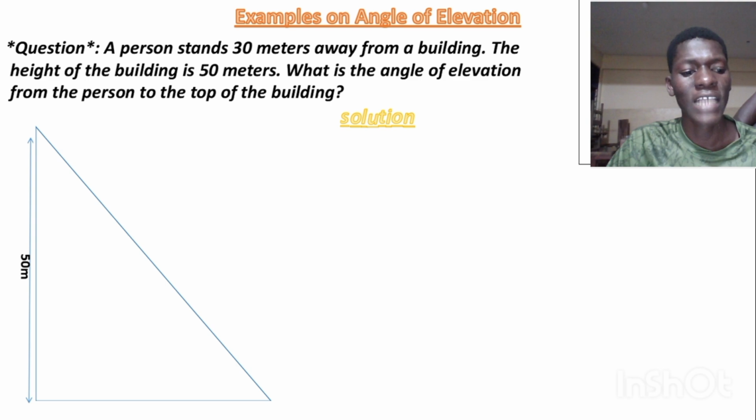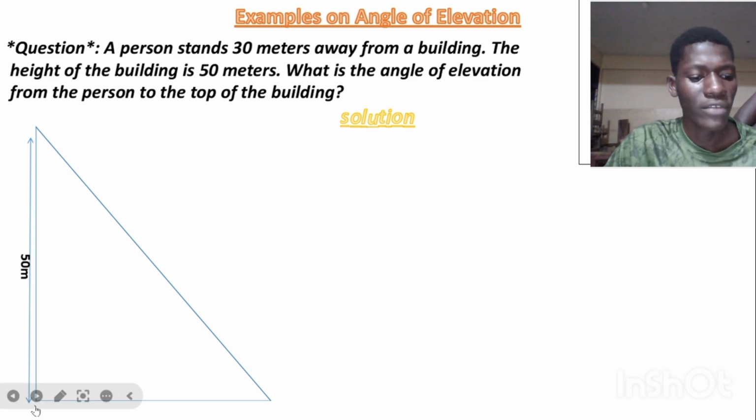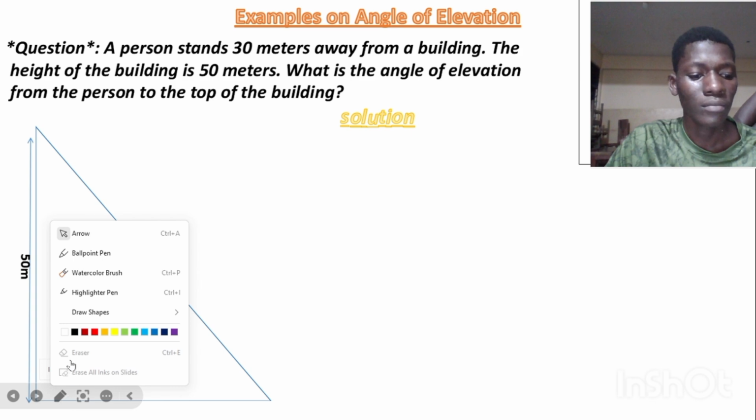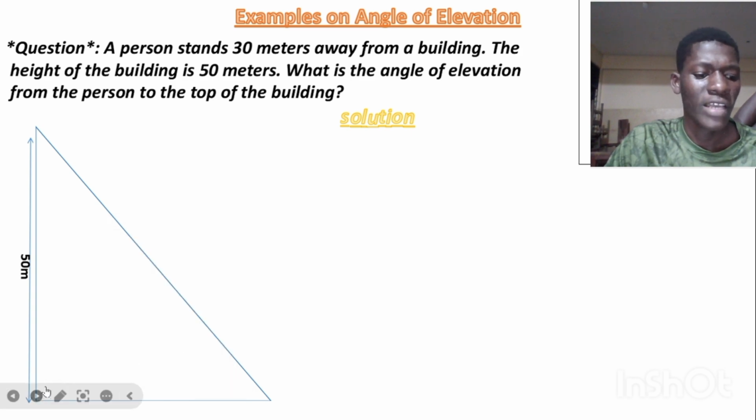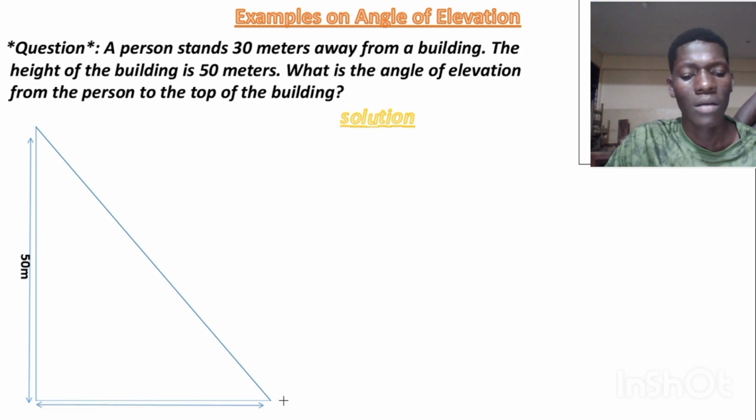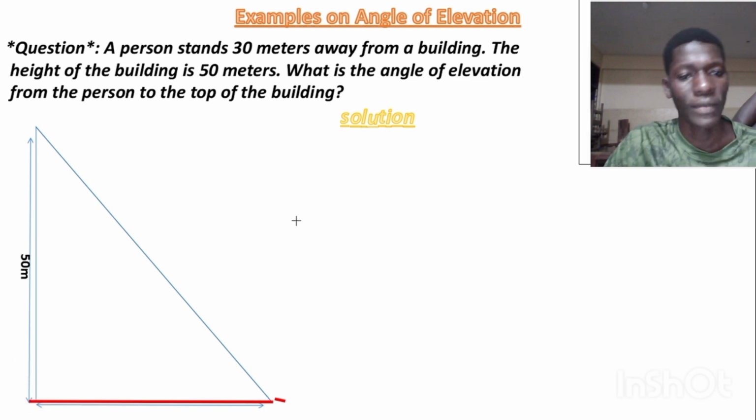And they said the distance from the person. So let's say here is the base of the building, then here is where the person was standing. The distance from this place to the building was 30 meters, so we have to put our 30 meters there.